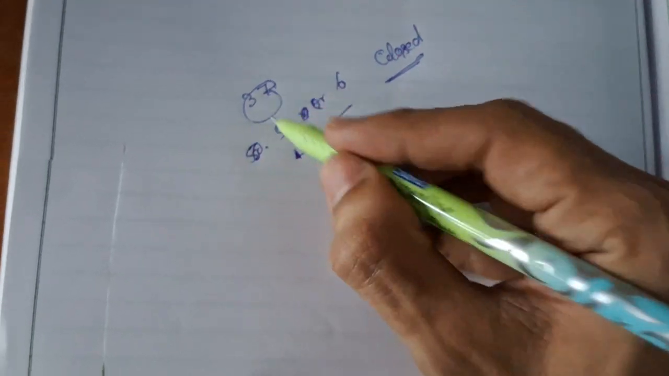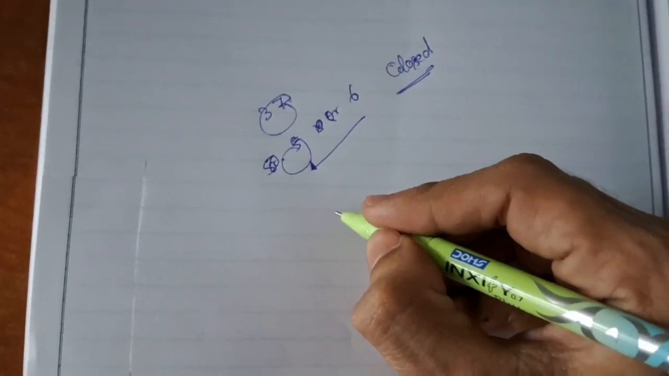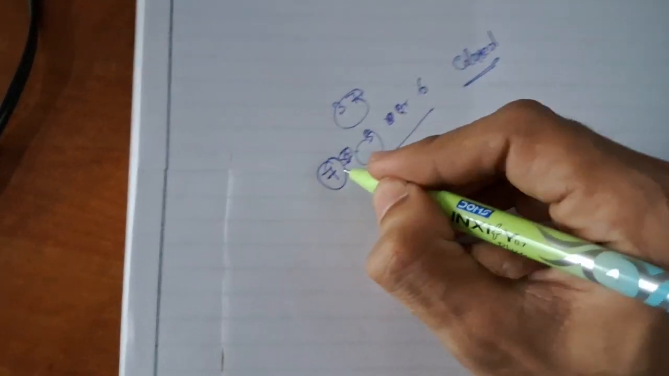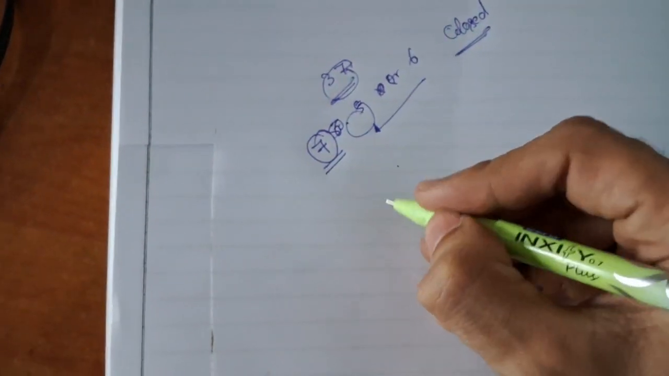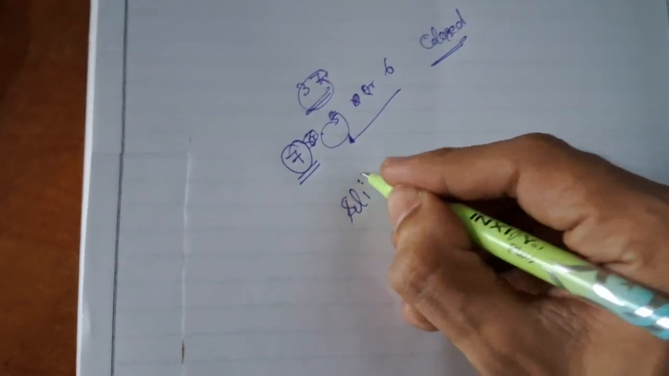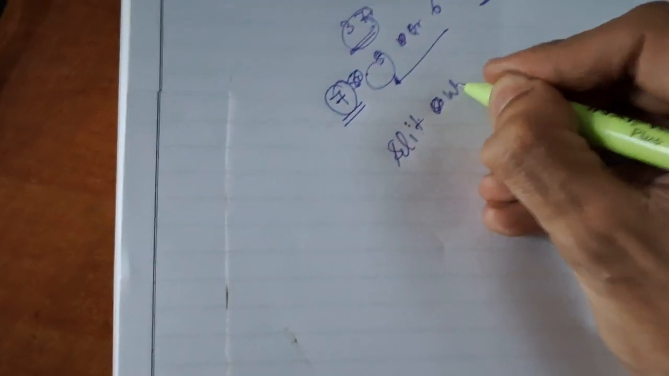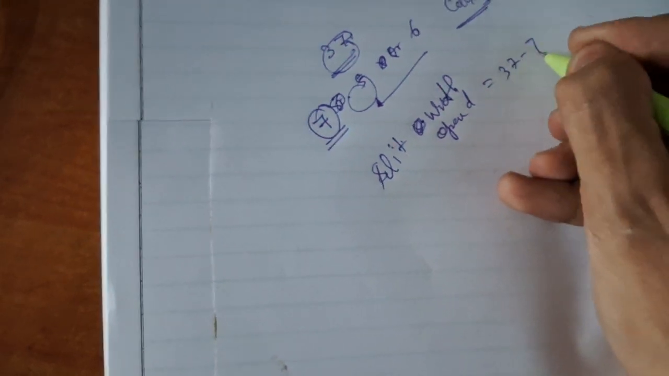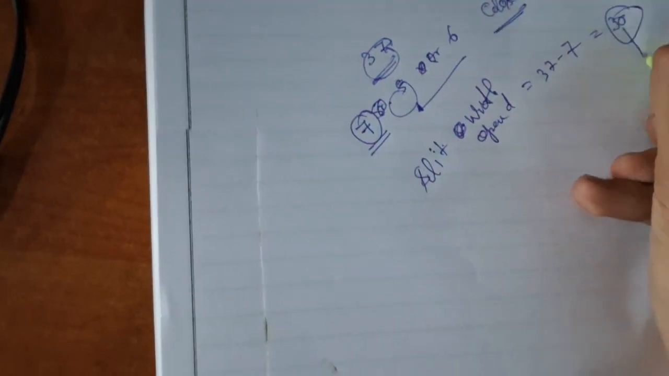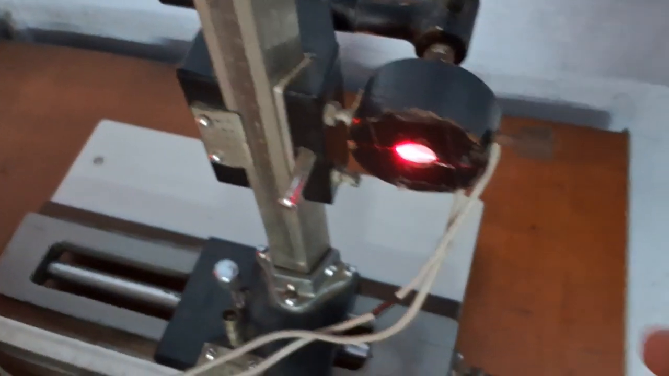Now take the difference of these two. Say my laser output came at 7, and right now my reading is 37. So the slit width I have opened is 37 minus 7, which is 30. So right now my slit width is 30, and at this slit width I am getting the diffraction pattern in this form.